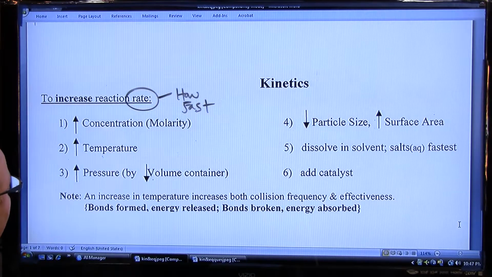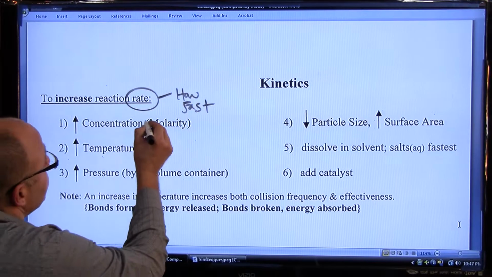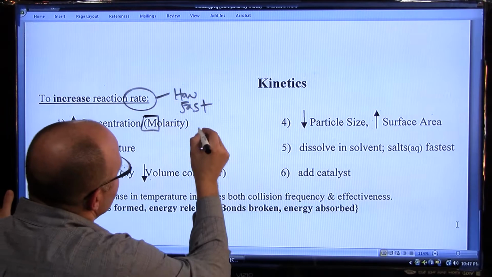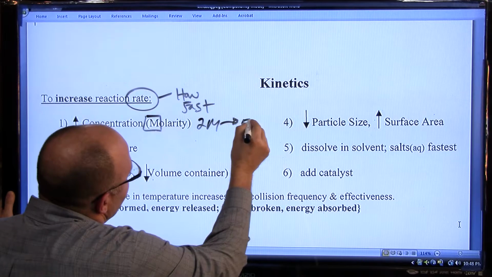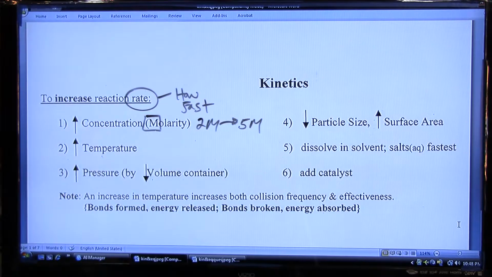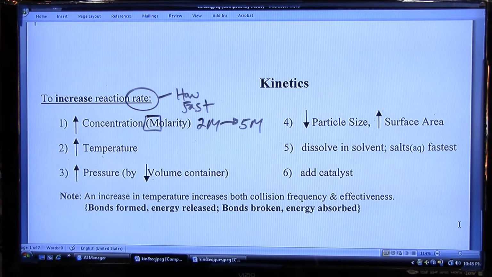All right, in this case, there are 6 factors that you should keep in mind. First one being concentration or molarity. So let's say you go from a 2 molar concentration to a 5 molar concentration. That increase in concentration of reactants increases the number of collisions per second between the reactant particles and therefore increases the amount of product formed in a unit of time.